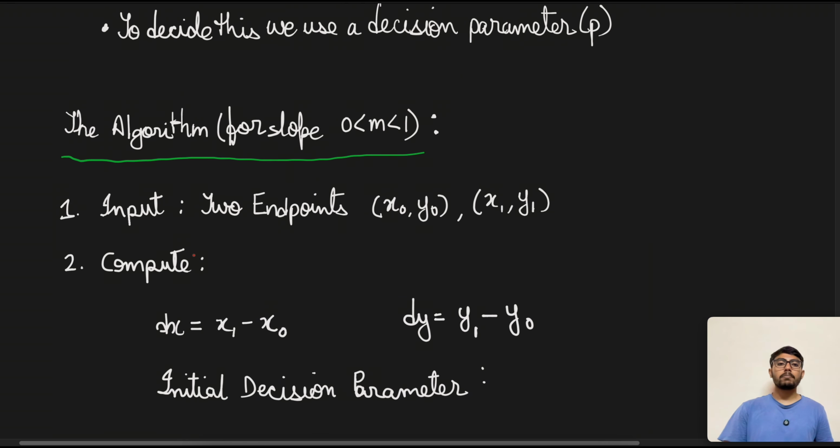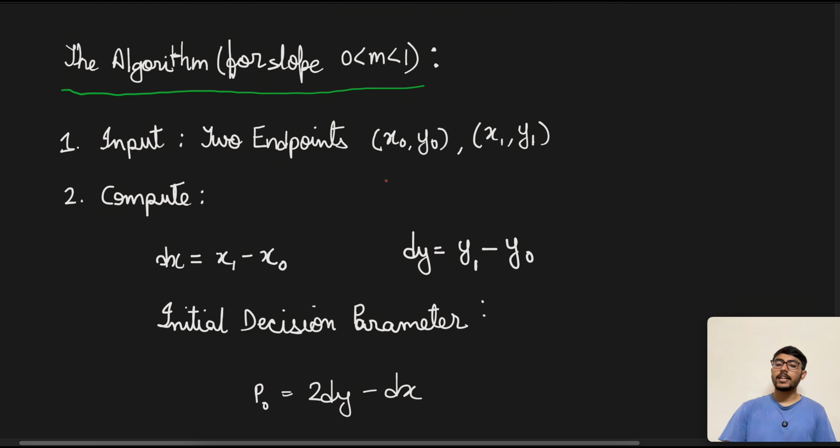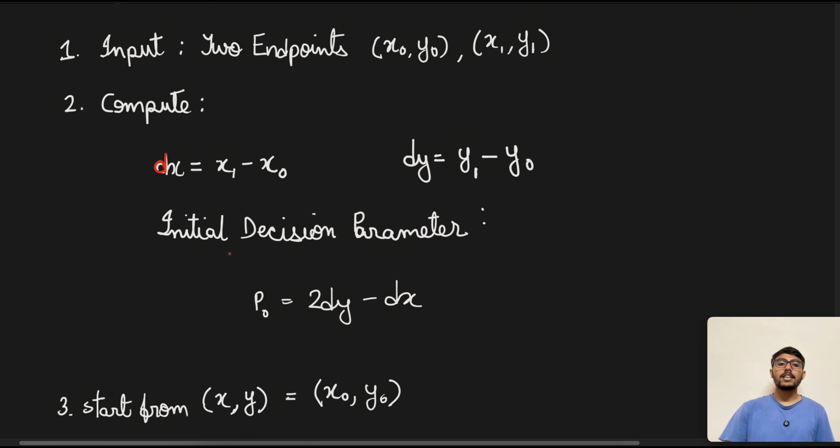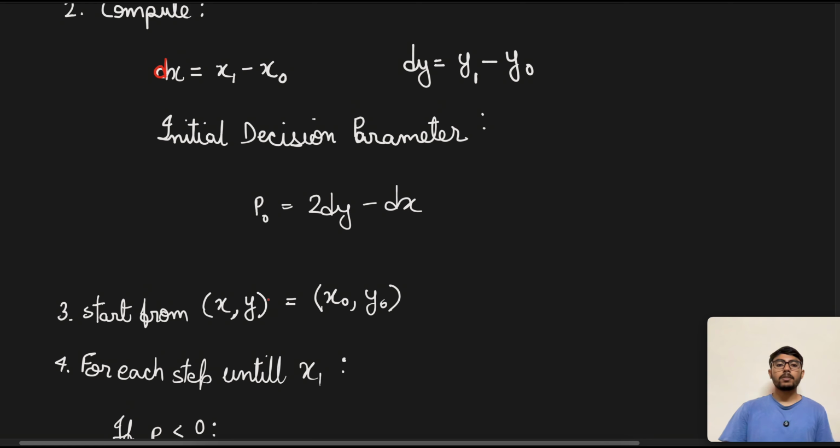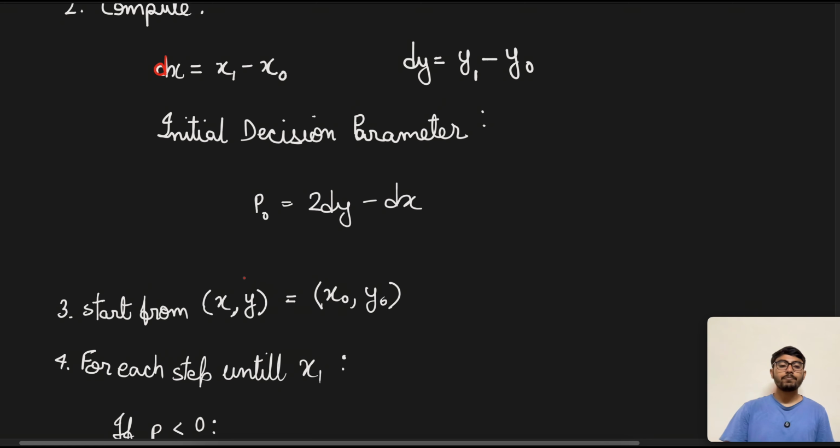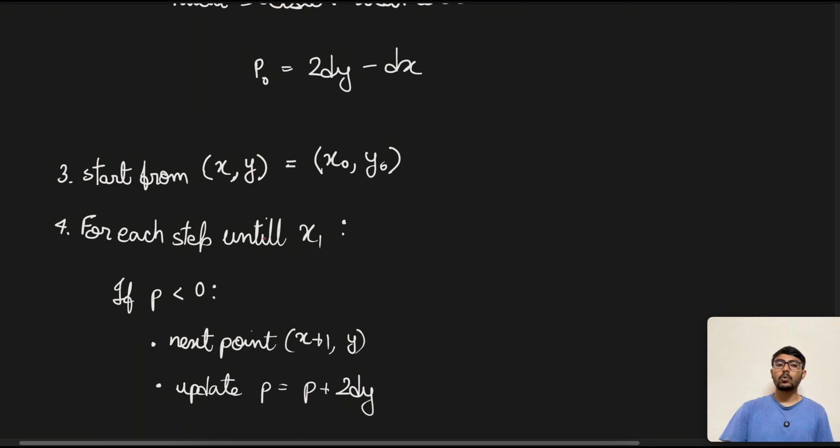So the algorithm for slope when 0 is less than m is less than 1 is something like this. Input: we get the two input endpoints. We compute dx, which is x1 minus x0, and dy, which is y1 minus y0. Then we set the initial decision parameter, which is p0 equals 2dy minus dx.